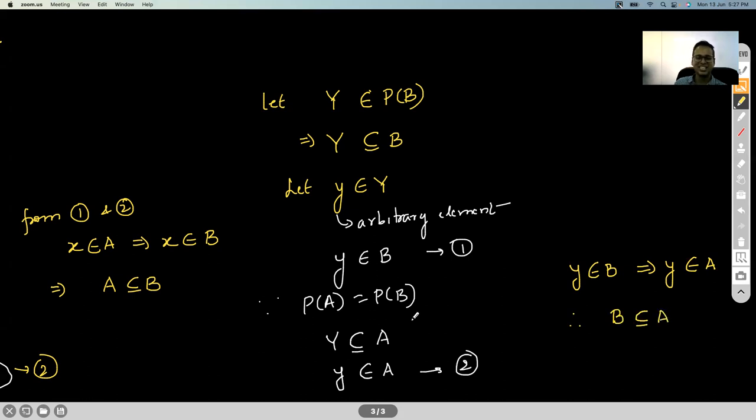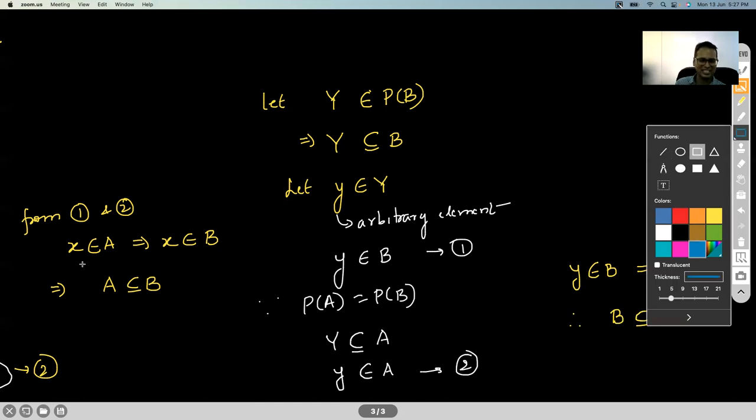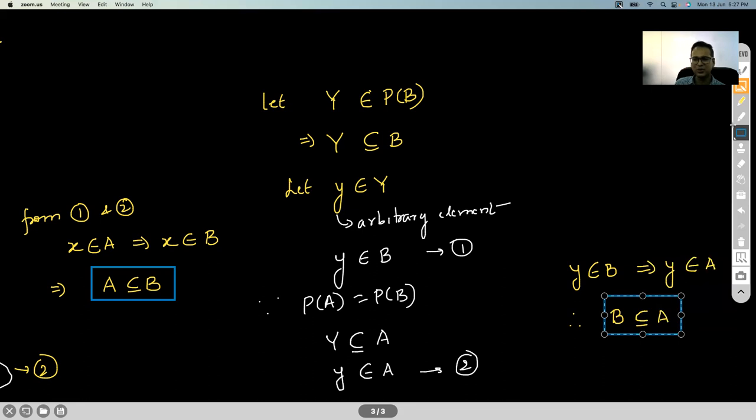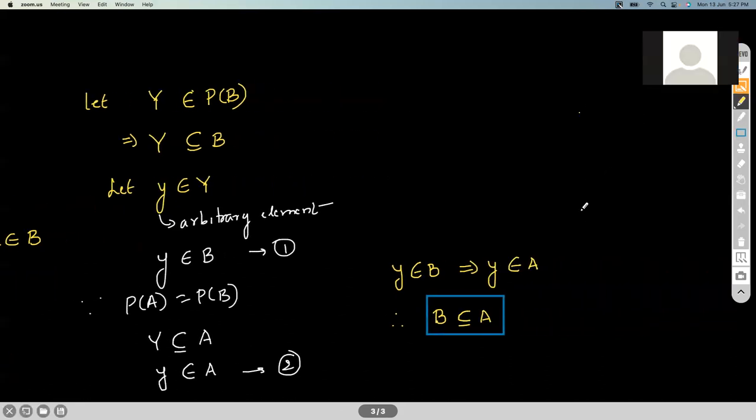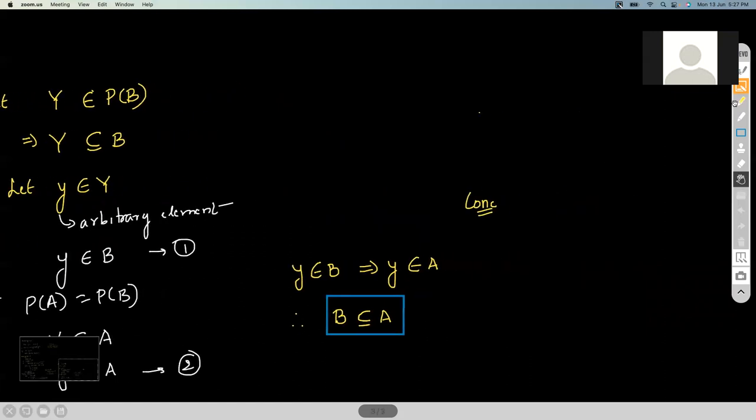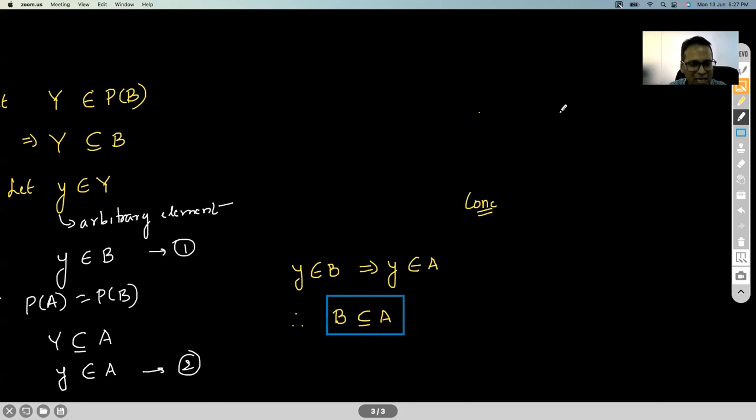Isn't it? So in light of these two, what do I conclude? That A and B are equal, right? So you did the same thing, but using Y and power set of B. Can you be a little louder, please? So you use the same thing, but then changed X to Y, and then instead of A, you took B. It is just to keep things very generic.